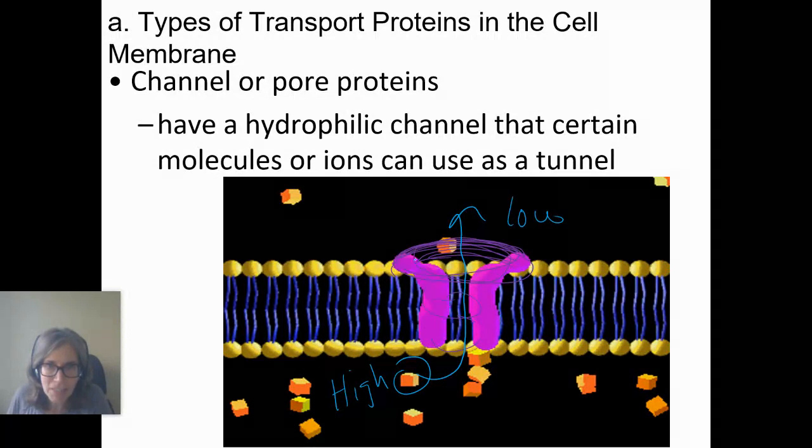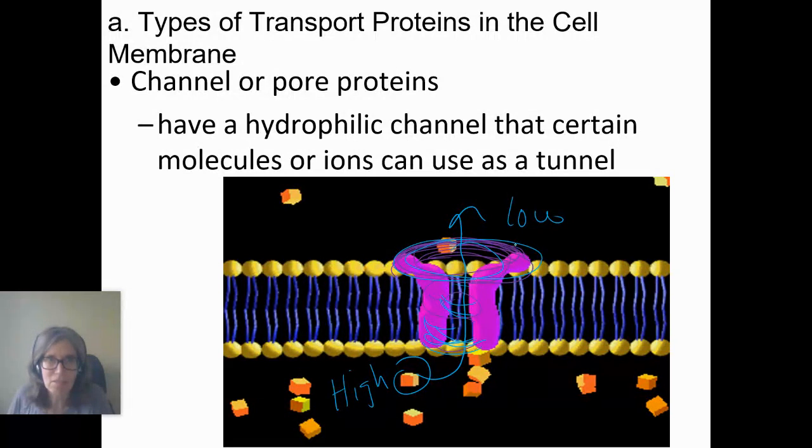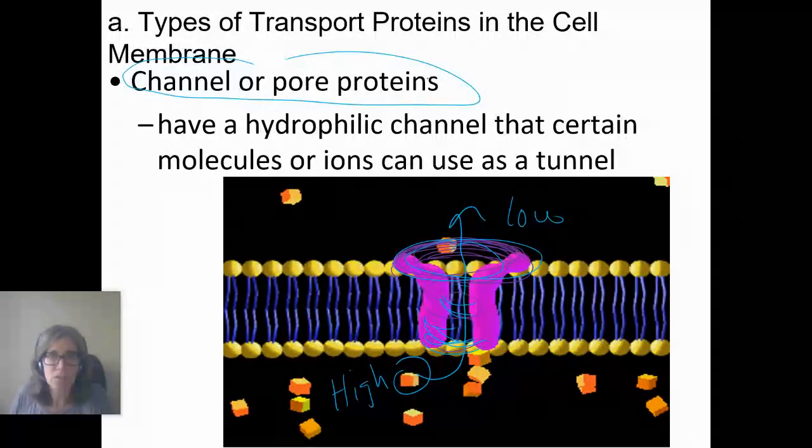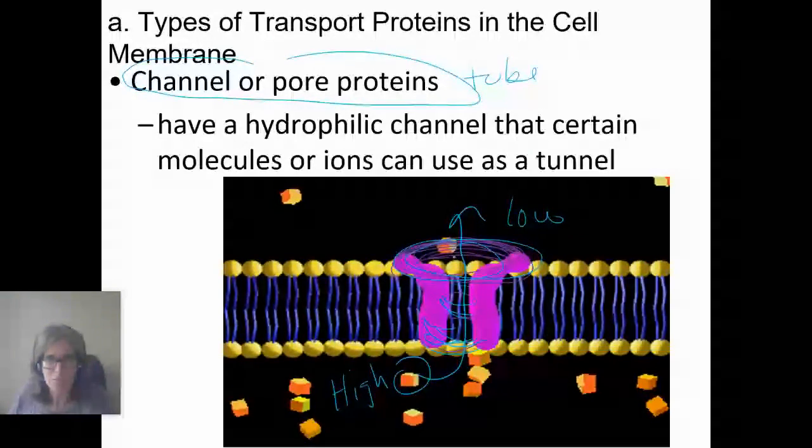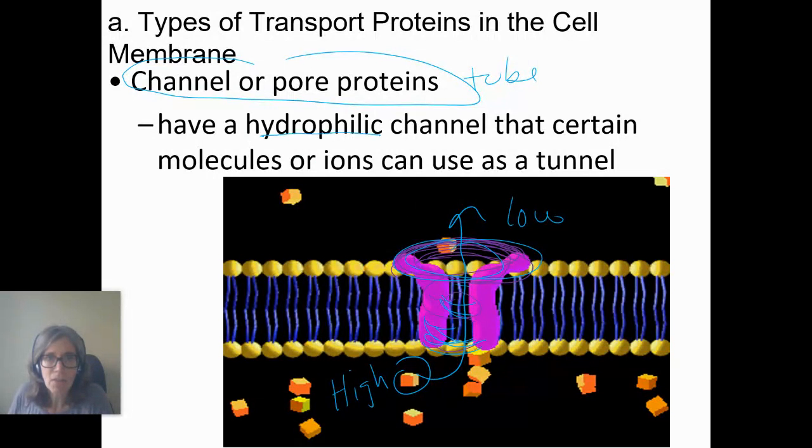And you just see the edges of it. You don't see the back and the front of it, which I think is a little bit weird. It's sort of more like this. It's this little tube. So, types of transport proteins. These channel or pore proteins are really just a tube. And this one's been cut, both the back off of it and the front off of it. Anyway, they have hydrophilic channels that certain molecules or ions can use.